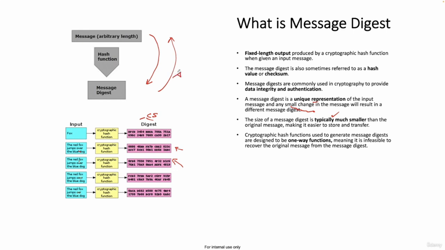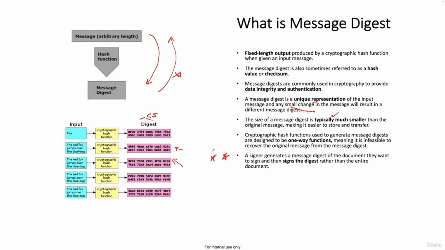From a message digest, you can't derive your original message. Cryptographic hash functions used to generate the message digest are designed to be one-way functions, meaning it is infeasible to recover the original message. So you can't get your original message back. The signer generates a message digest of the document they want to sign and then signs the digest rather than the entire document. Very, very, very important point.